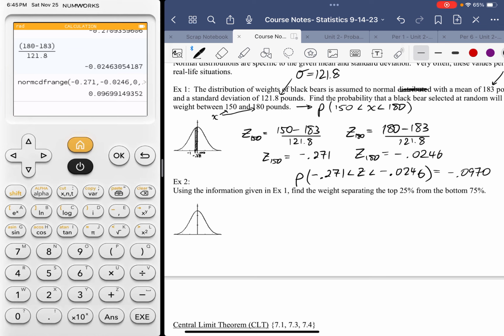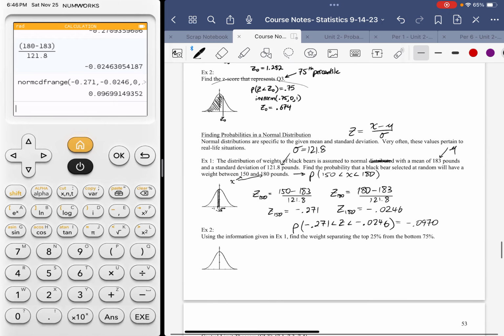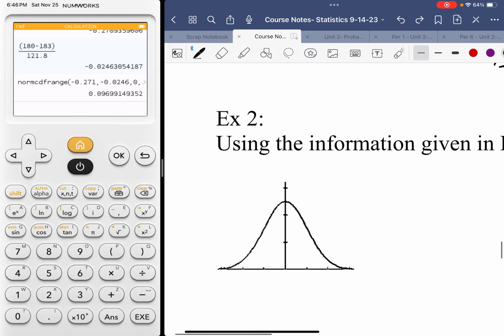All right, so this one is going the other way. Example 2, using the information in example 1, so the mean and standard deviation, find the weight separating the top 25% from the bottom 75%. That's the same as saying the 75th percentile, which we already computed up here. So we could do it all over again, just kind of estimate where we think 75% of the data would be.